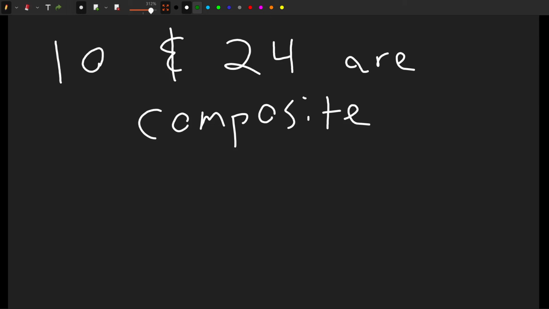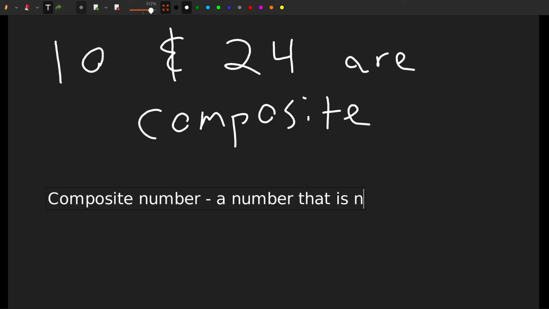And so a composite number is very simply put, actually, in terms of a definition. A composite number is simply a number that is not prime. Simply what it is. So if you take the definition of prime and then you reverse it, you get a composite number.